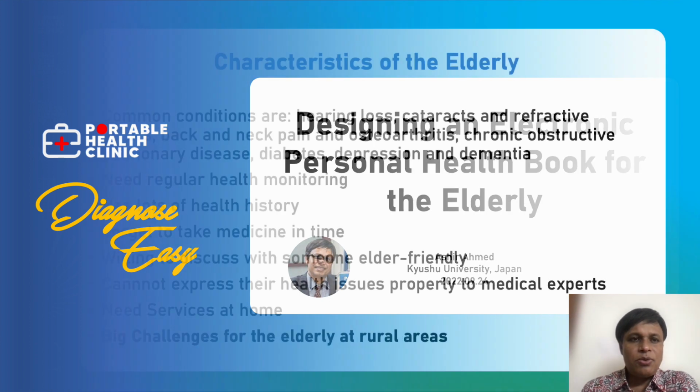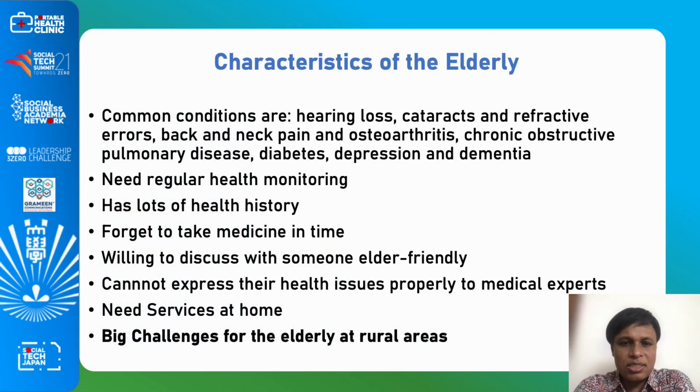If you look at the characteristics of the elderly, there are some common conditions. For example, hearing loss, cataracts, refractive errors, back pain, neck pain, COPD, diabetes, depression, dementia. These are common in any countries for elderly people. They need regular health monitoring. They have lots of health history compared to young people because they have to visit doctors, clinics more frequently than a young person.